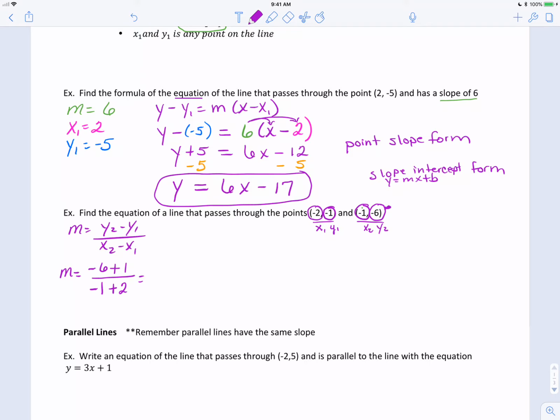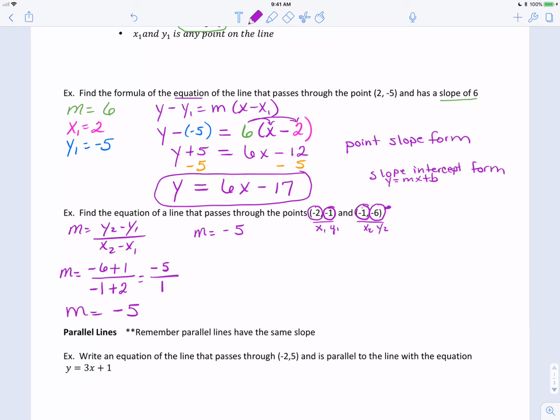So we have -6 plus 1, which is -5, over -1 plus 2, which is +1. Therefore our slope is just -5. Now we know what the m is for this equation. Our m is -5.